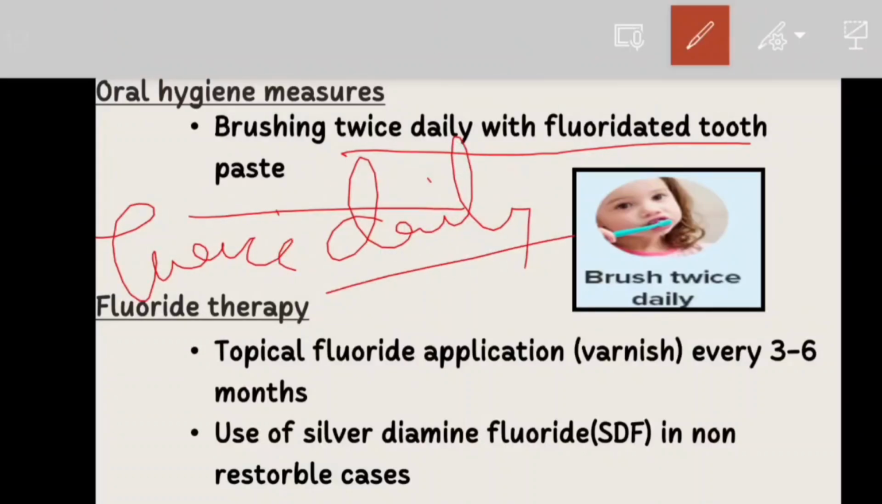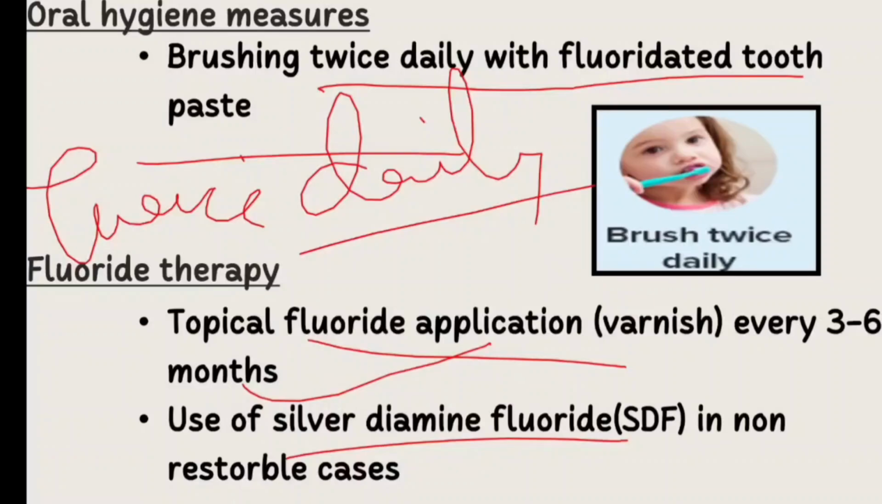Now the fourth is fluoride therapy. Topical fluoride varnish should be applied every 3 to 6 months. The second one is the use of silver diamine fluoride in non-restorable cases to arrest the caries. Fluoride strengthens the enamel and promotes remineralization.